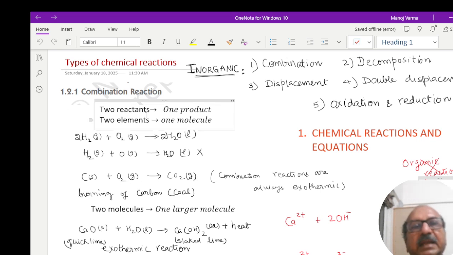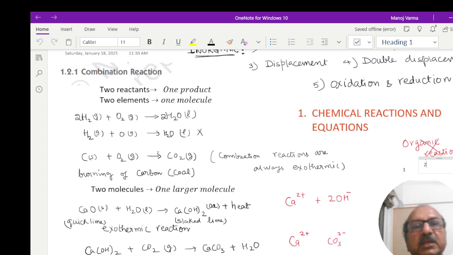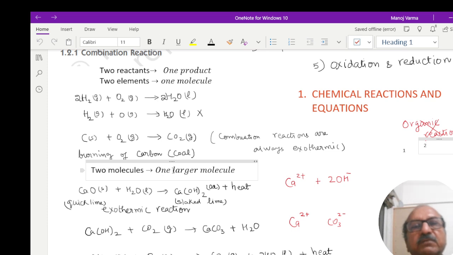dioxide. Two reactants combine to form one product, or two elements combine to form one molecule. There can be two molecules also which form one larger molecule. For example, calcium oxide is a molecule and it combines with water to form calcium hydroxide.